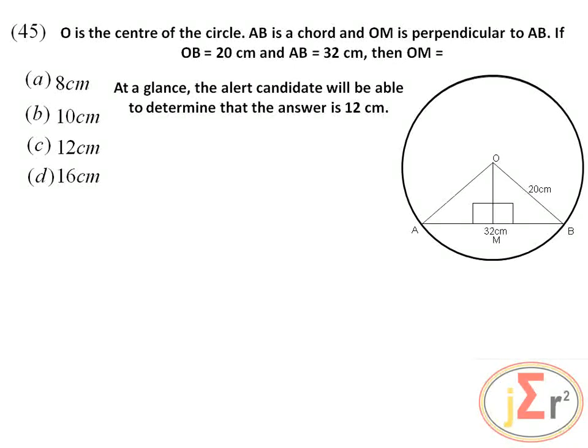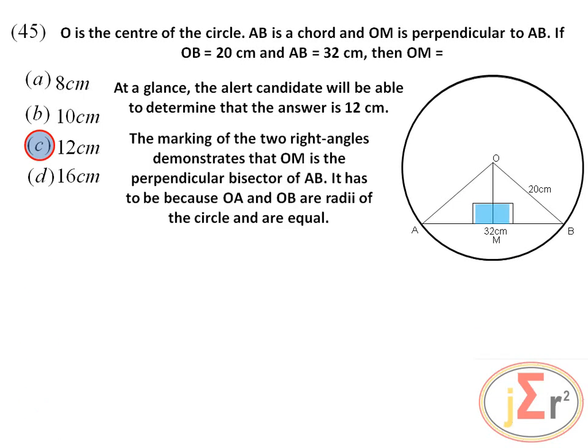At a glance, the alert candidate will be able to determine that the answer is 12 centimeters. That is, we need to find the length of OM. Finding the length of OM, the alert candidate will be able to see that the answer is actually 12 centimeters. How so? The marking of the two right angles demonstrates that OM is the perpendicular bisector of AB. So we have here and there.